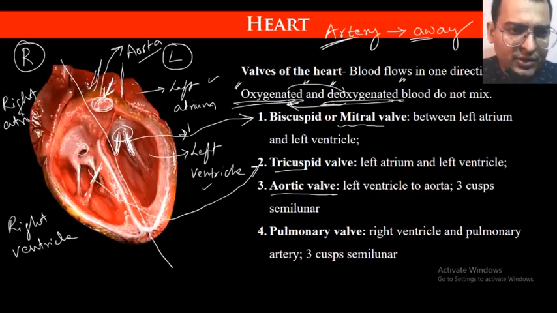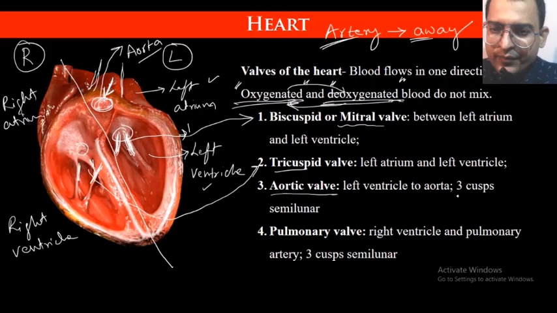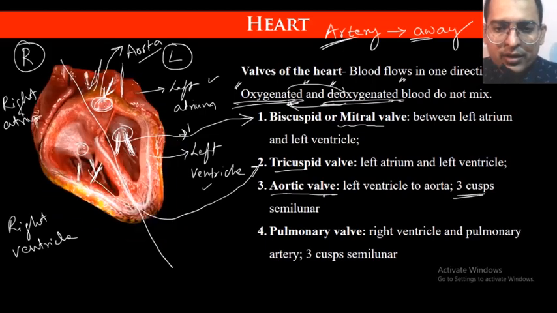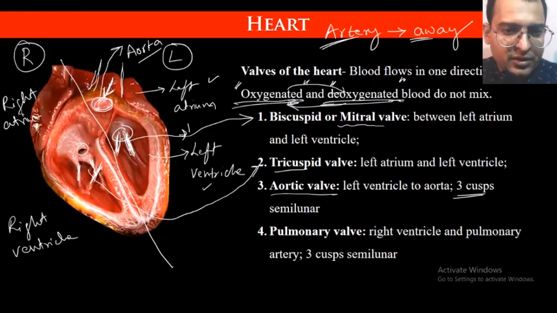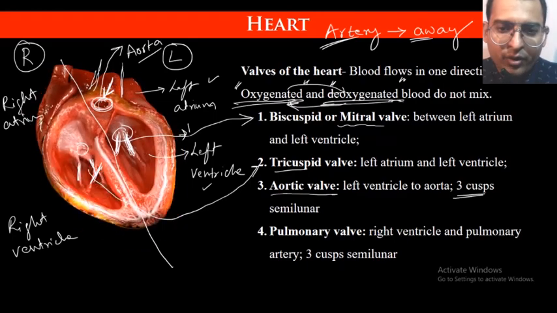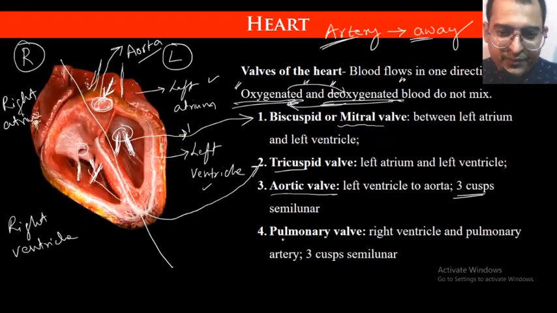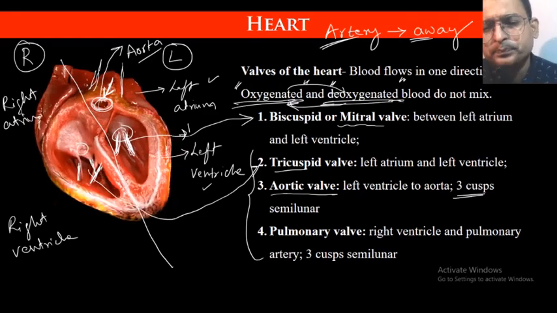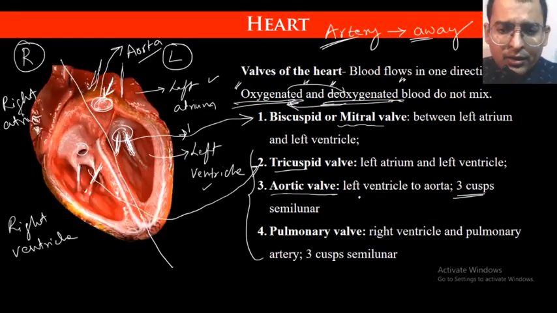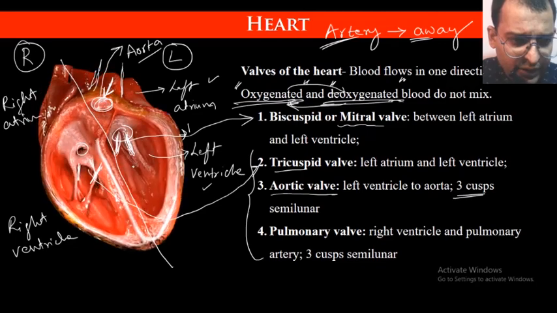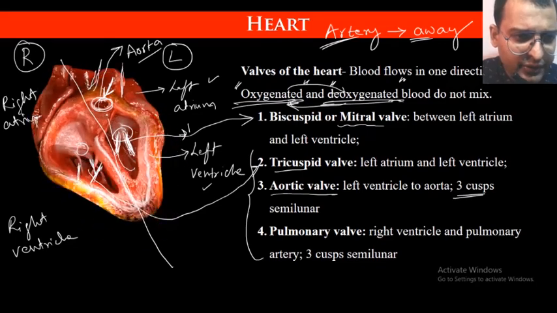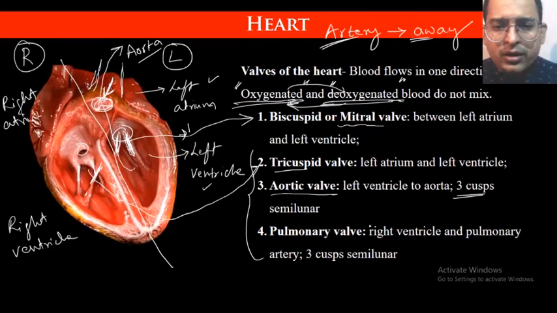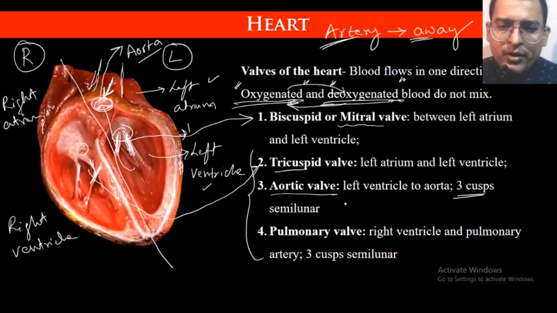Now you can see, because it has three cusps, except this bicuspid or mitral valve, all are three cusps. All the remaining three are having three cusps. And whatever blood is coming through the left ventricle will enter into the aortic valve. That is the aortic valve.